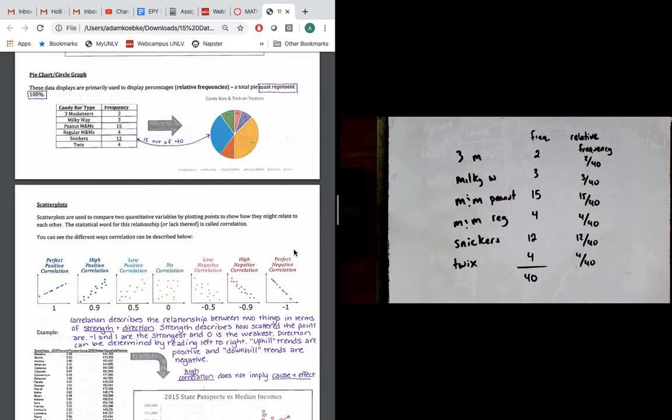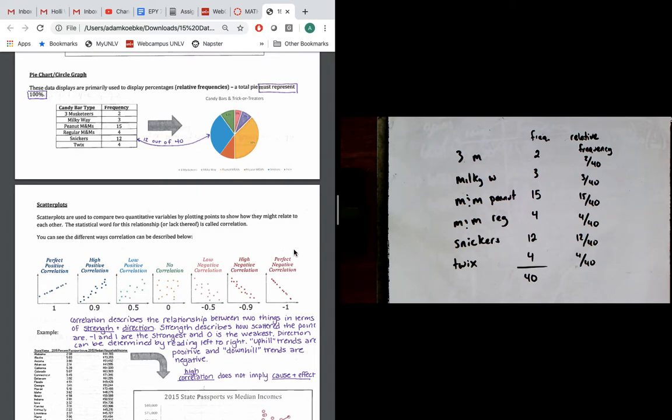Now the fractions don't really give me a good, I should take that back. A fraction can give you a good representation of a pie chart, but when the denominator is really big, it becomes more challenging. For example, I could take a circle or pie chart and cut it into 40 slices, and two of those slices would be Three Musketeers, three of those slices would be Milky Way, 15 of those slices would be M&M Peanut, and so on and so forth. But like I said, once you start having a large frequency like 40, cutting a circle up into 40 equal slices is not an easy task. It gets real messy. It's hard to visualize that way.